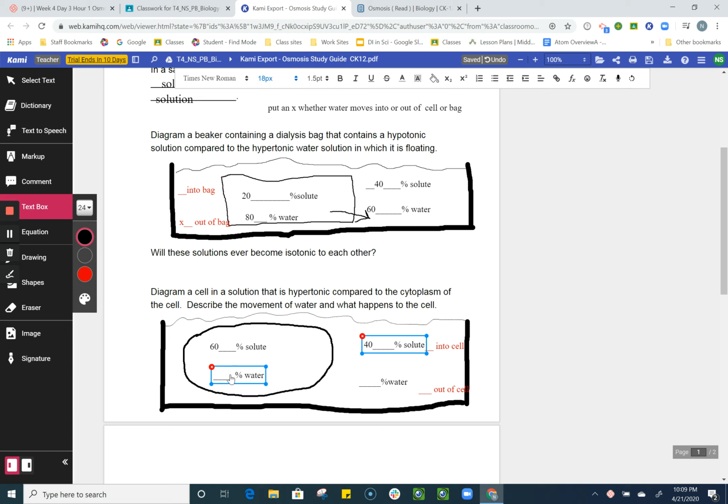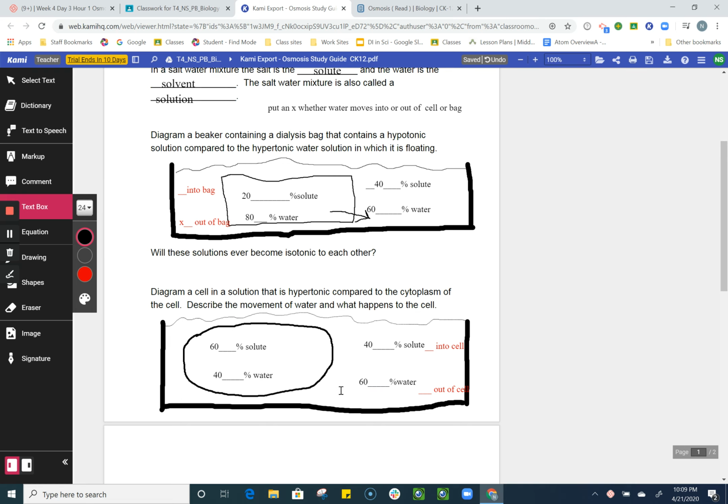Then I can come back over here and figure out my water amounts. This total here, they have to equal 100. So if that's 60, that means this is going to be 40. If this is 40, has to equal 100 out here, that becomes 60, okay? Now, which way is the water going to move? Okay, so there's more water out here than there is in here.